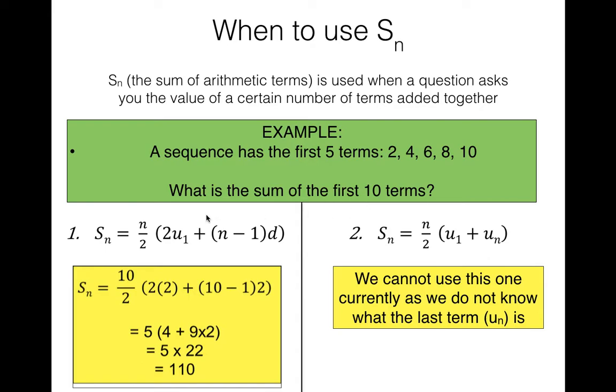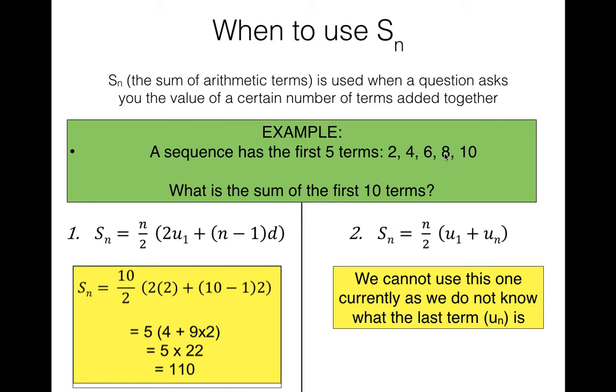I know u1, and both of these equations use u1, so that's also very important. u1, the first term, is 2. I also know what the common difference is, because I can tell that between 2 and 4, and between 4 and 6, and 6 and 8, the difference is 2.